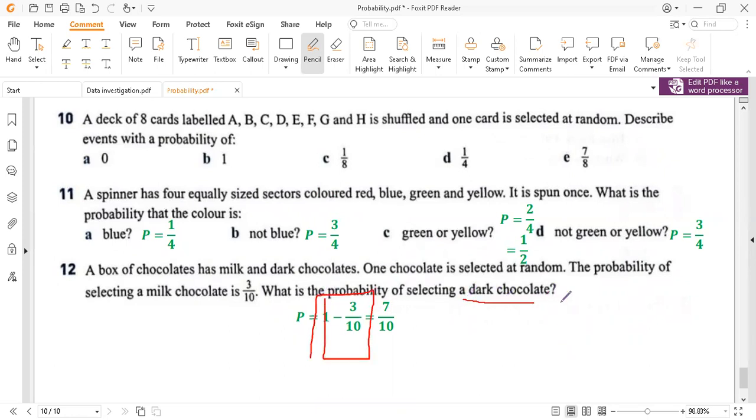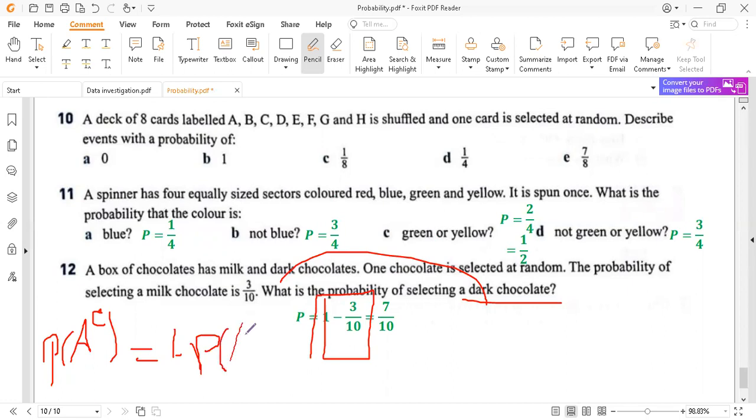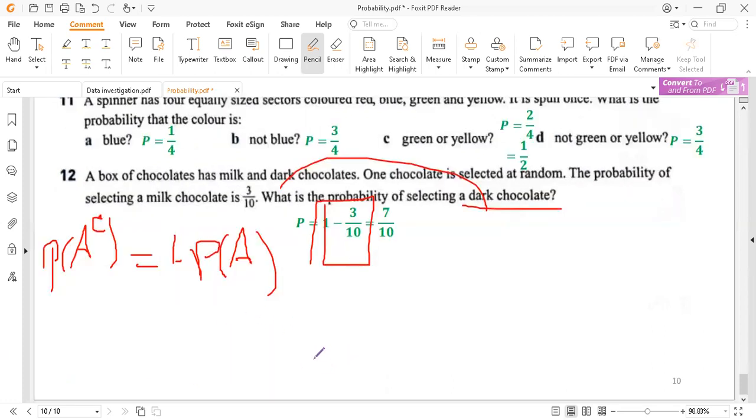For us, the dark chocolate as an event is the complementary of milk chocolate. So we should know that the probability of a complementary event, which I will symbolize like that, is equal to 1 minus the probability of the event. So the probability of having dark chocolate is equal to 1 minus the probability of having milk chocolate. These are the important things that we should know and revise about probability.